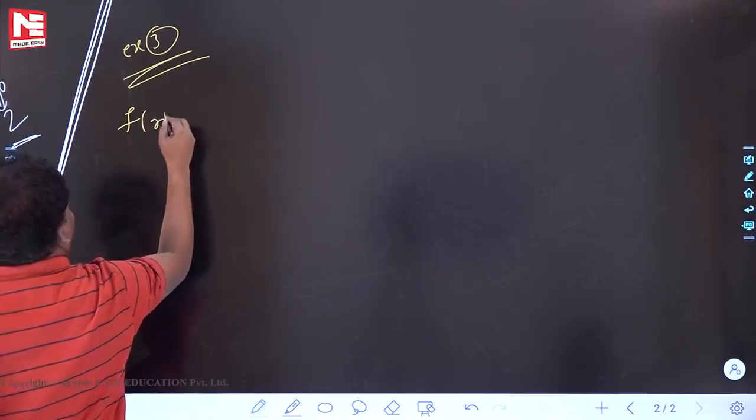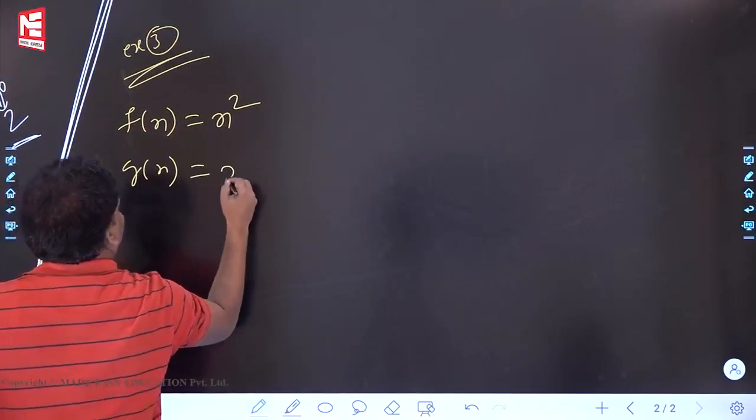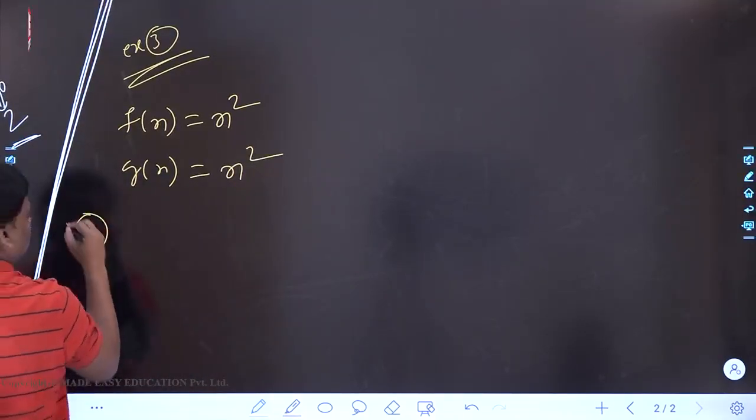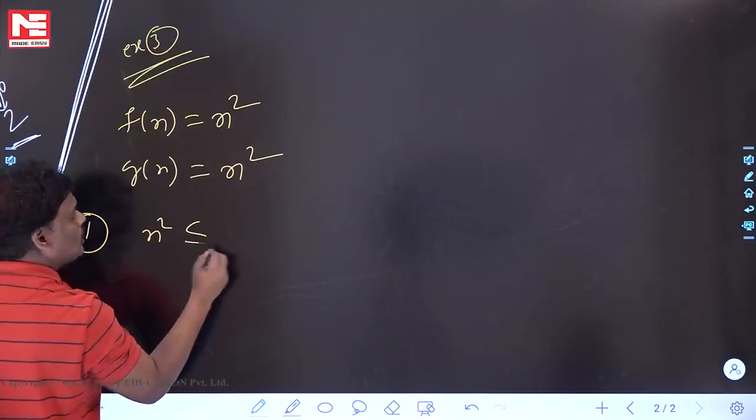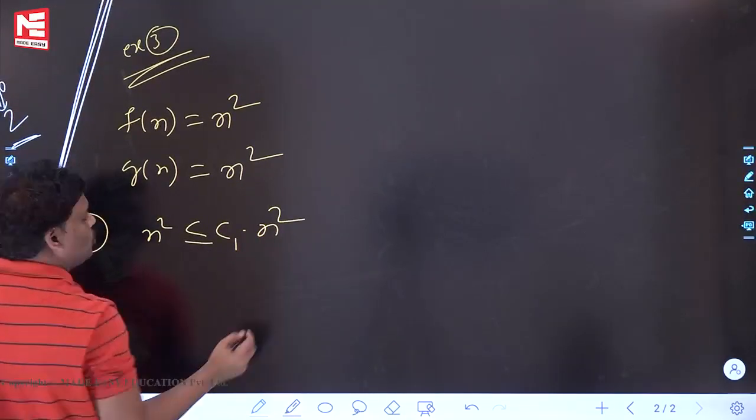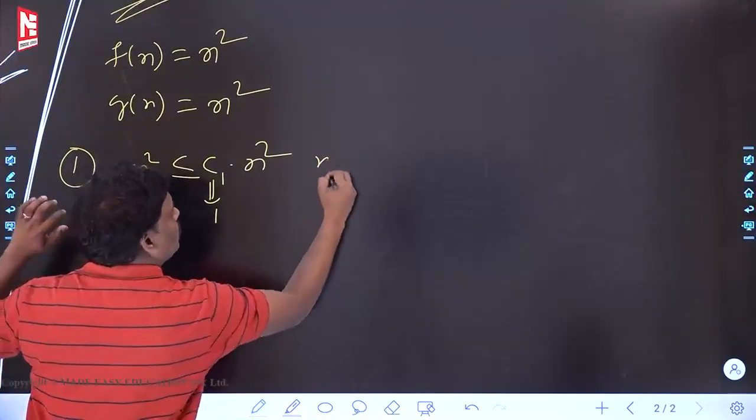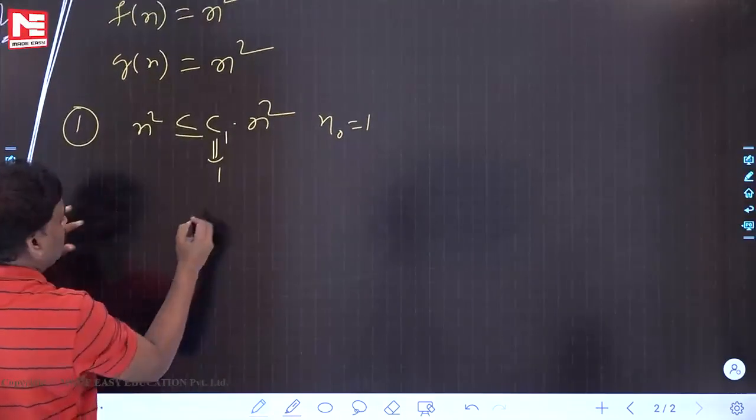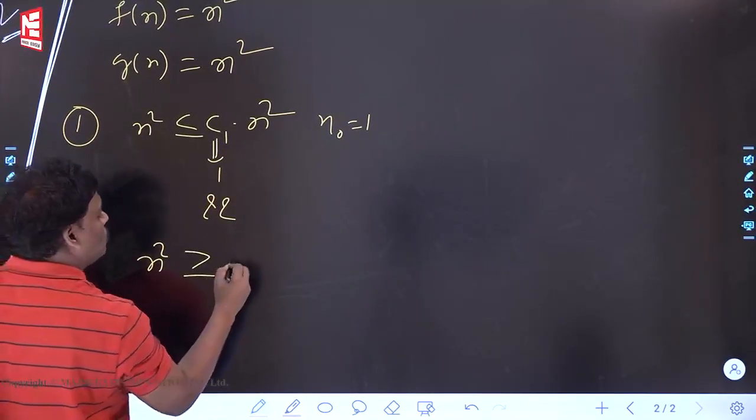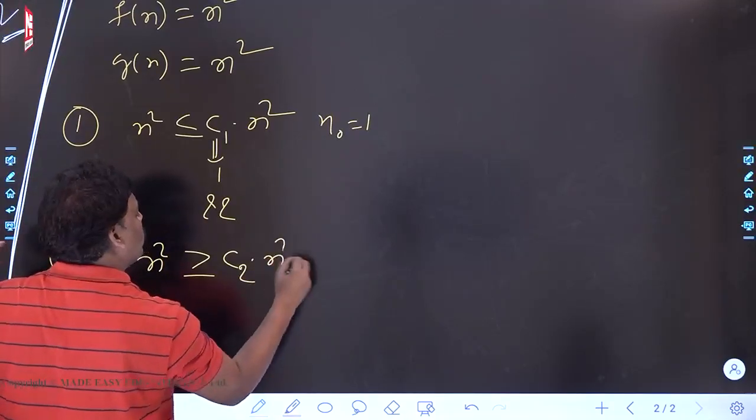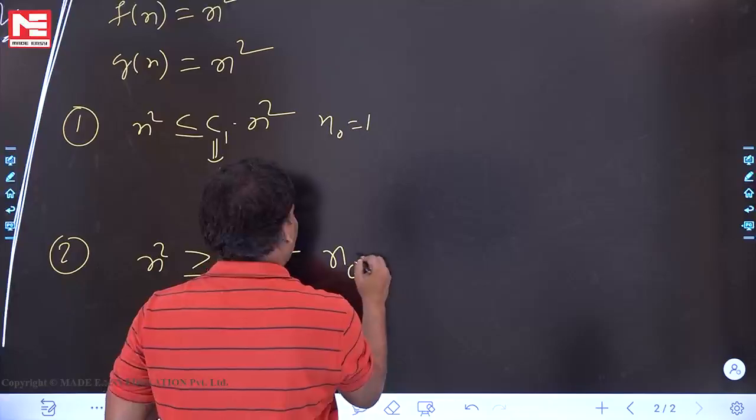F of n is n square, g of n is n square. Right? See the first one. First one I want to prove. N square is less than or equal to some C1 into n square. Is it possible? Yes, 1 you can take. What is the n0 here? 1. 1 onwards it will work. See the second one. N square is greater than or equal to C2 into n square. What is C2? 1. Because there is a greater than or equal to. What is the n0? 1.